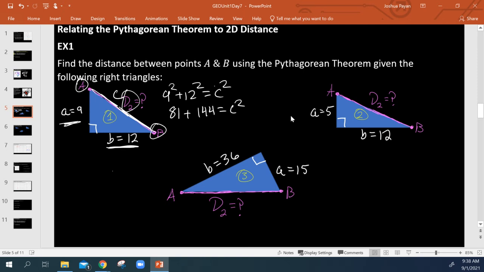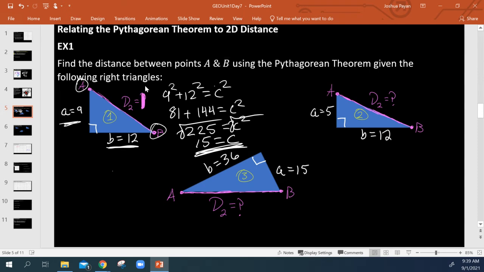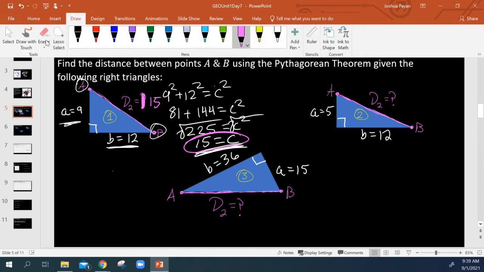Okay, so this would give me 225. Take the square root of both sides, and we get our hypotenuse is equal to 15. So my answer here, my distance here in 2 dimensions, is actually 36 units. Why did I write 36? I had it circled here. I was looking at this 36 because I'm weird. Yeah, that's not what it is. Our answer is 15. Okay, so let's do another example.